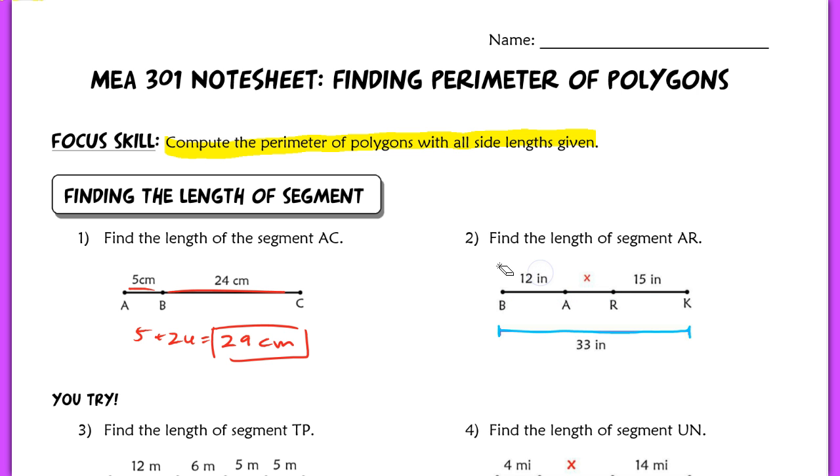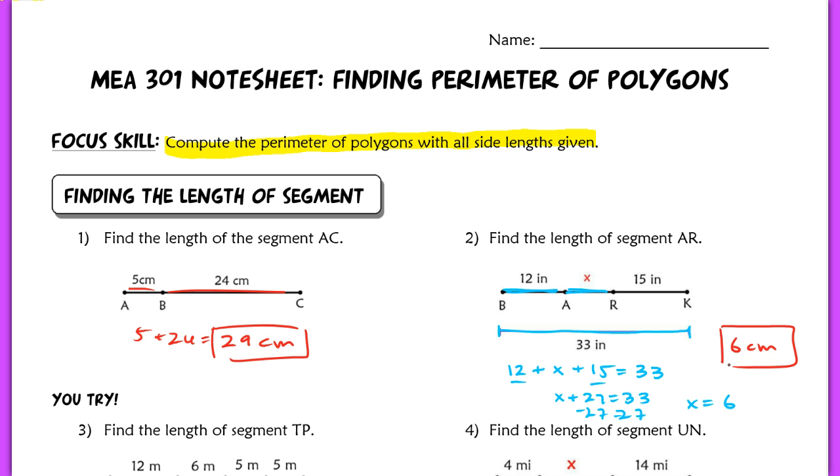So I can actually set up an equation here. If I take 12, this length here, and I add the length of x and 15, that's going to equal 33. So now I simply solve this equation. I can simplify these like terms here and make that x plus 27. And then to solve for x, I simply subtract the 27 on both sides. So I end up with x equals 6. Now, of course, we want to make sure we have units. So the answer here is 6 centimeters. So AR, that segment length, is 6 centimeters.